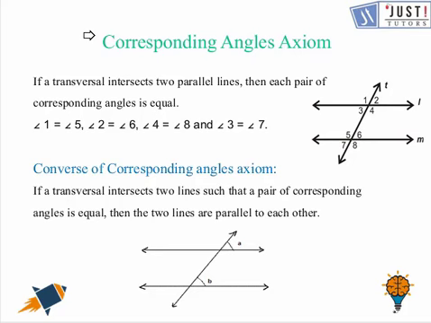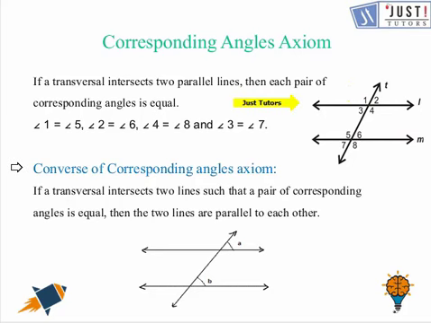So first of all, what is an axiom? Axiom is a statement which is self-evidently true. We need not prove it. So what it states is that if a transversal intersects two parallel lines, then each pair of corresponding angles is equal. So if we have two parallel lines and a transversal crossing it, then the corresponding angles that are formed will always be equal. No doubt with it.